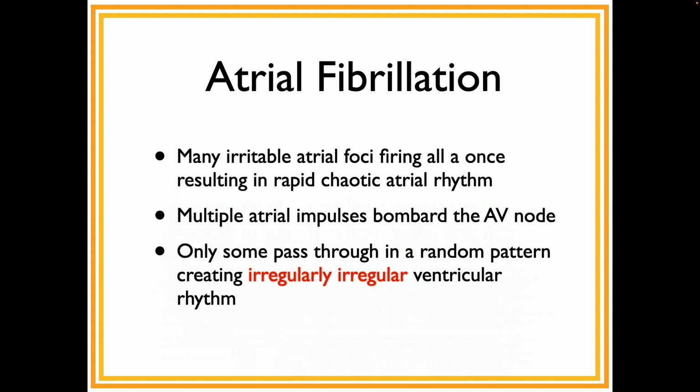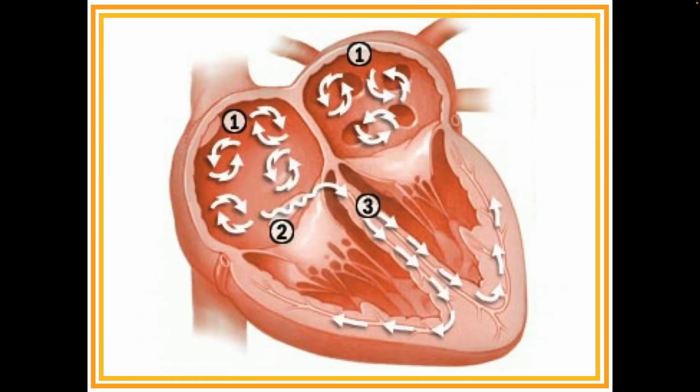Only some of those impulses pass through, and when they do, it's in a random pattern. This is the rhythm for which the term irregularly irregular was constructed. AFib is the classic irregularly irregular rhythm. It's not the only one, but by far, it's the most common one. So here's just a picture of what's happening.